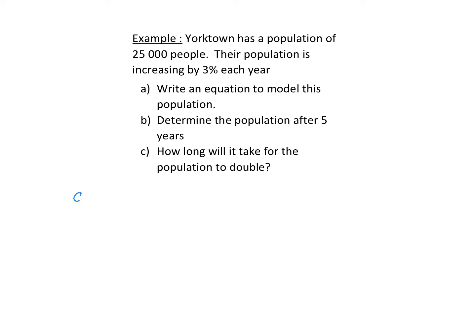So as I said, all exponential models are in the same form. We have a starting amount A multiplied by a common ratio B, and we do that X number of times. So what would the common ratio be? Well, 100% is what we start with if there is no change. So if we have 100% of something, we are starting with the same amount.